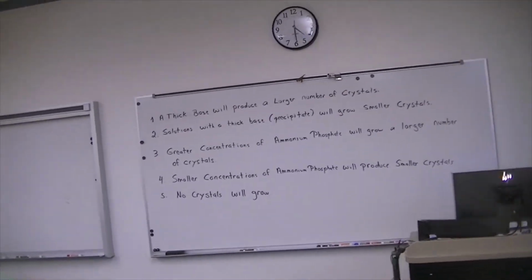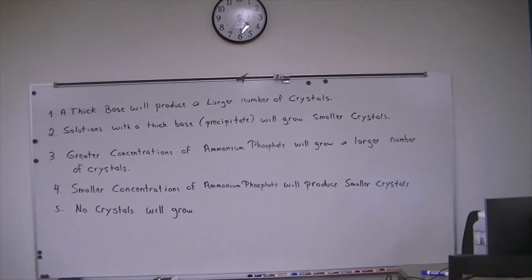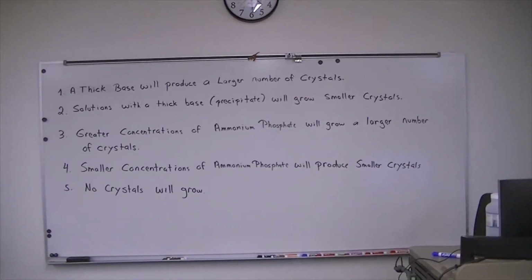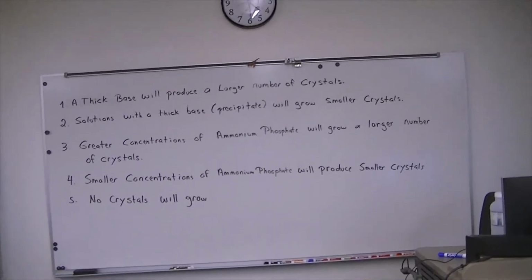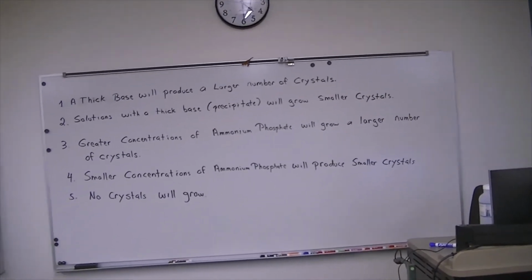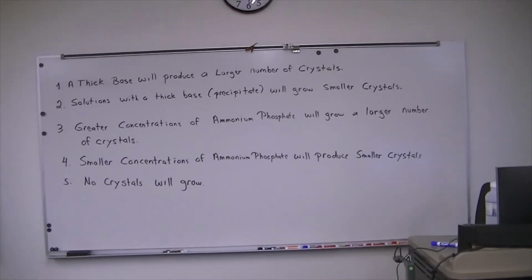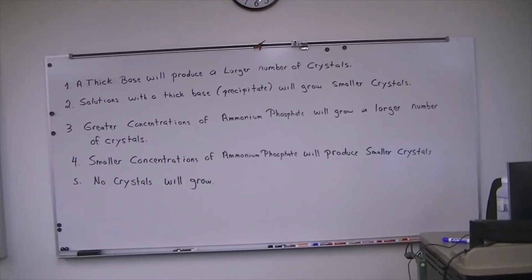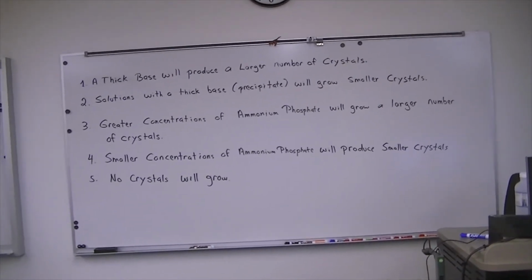So let's look at these 2 hypotheses real quickly here. Number 1, a thick base will produce a large number of crystals. I think we can accept that. Number 2, solutions with a thick base of precipitate will grow smaller crystals. Certainly if we look at number 5, we see that. So we can accept that hypothesis. So we're going to accept hypothesis number 1 and hypothesis number 2.